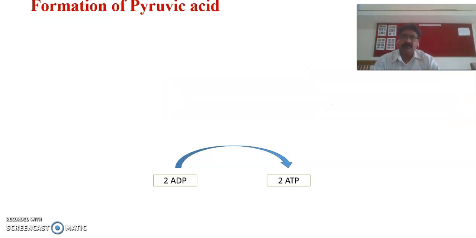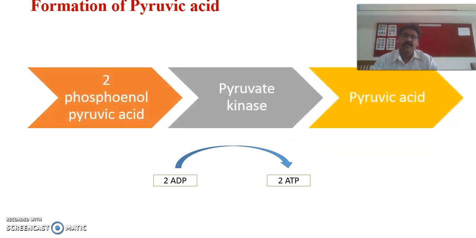And the last step of glycolysis is the formation of pyruvic acid. See, 2-phosphoenolpyruvic acid is converted into pyruvic acid by the enzyme pyruvate kinase, and in such a reaction 2 ATP molecules are formed. So these are the different steps of glycolysis and the formation of pyruvic acid from glucose.